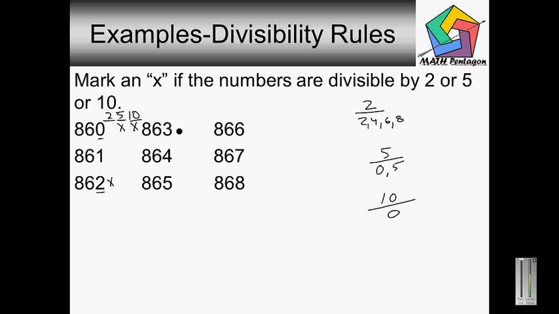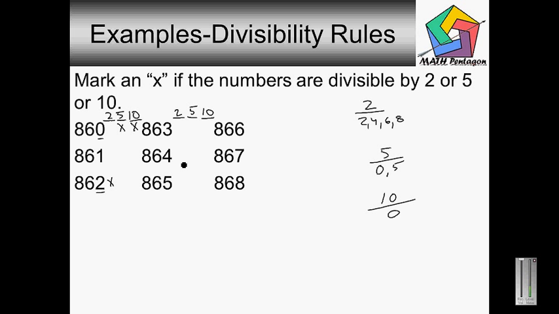For 863, is it divisible by 2? No, because 3 is an odd number. Let me first make a chart. So it's not divisible by 2 because 3 is an odd number. Is 863 divisible by 5? No, because it doesn't end in 0 or 5. Is 863 divisible by 10? No, because it doesn't end in 0, so you don't put anything there.